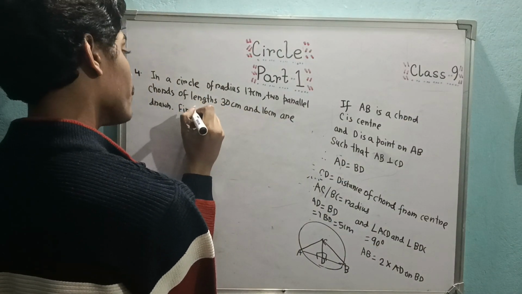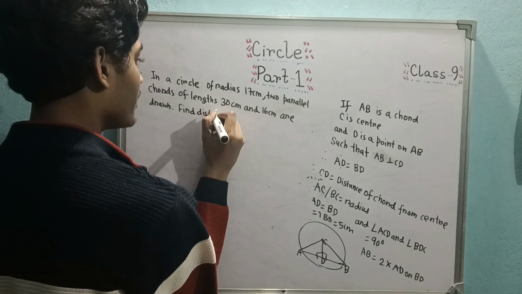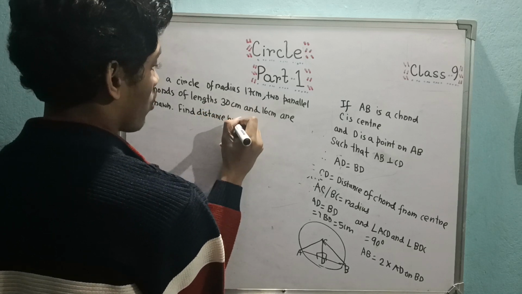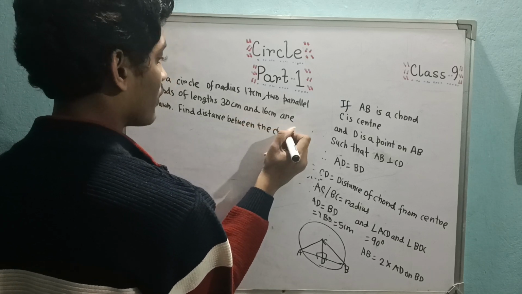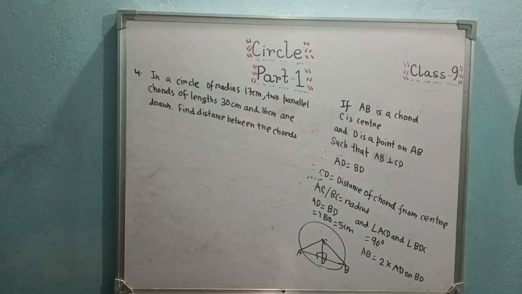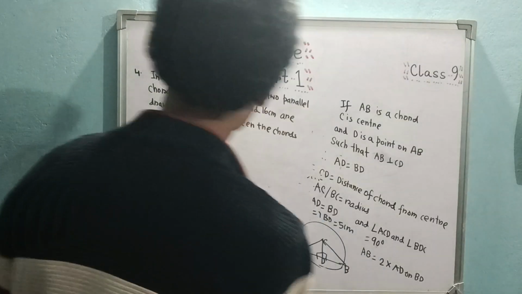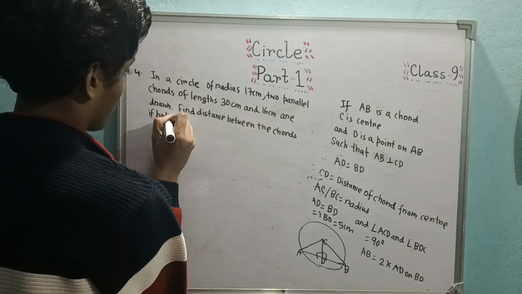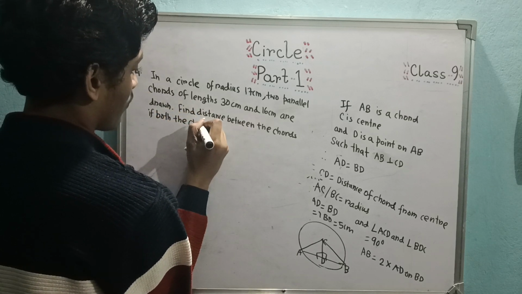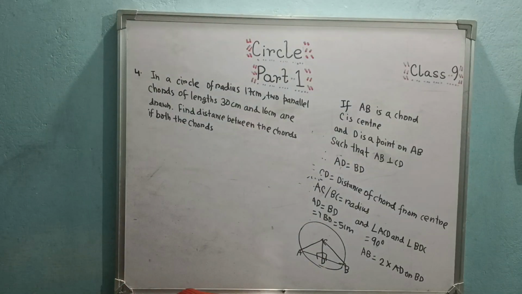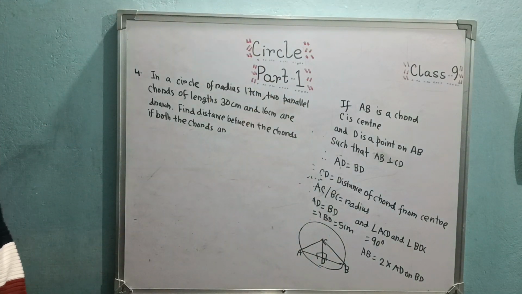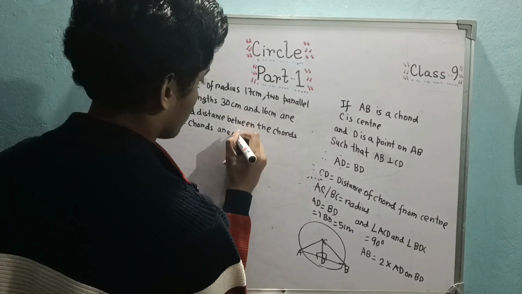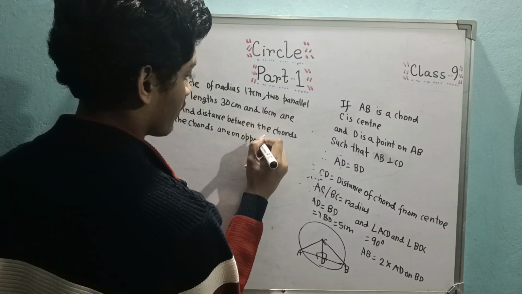Okay, now we have to find the distance between the chords, not the distance from the center to the chord. Between the chords. It's going to be a good question. You will see how the figure is framed, and from then on, it will be an easy job, I am telling you. If both the chords are on opposite sides of the center, one is on this side of the center and another is on the other side of the center. We'll see how it can be done.